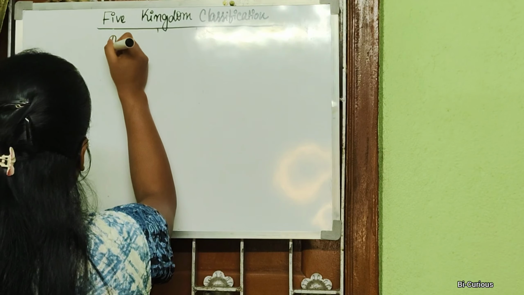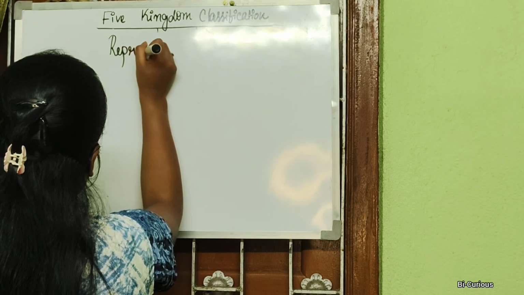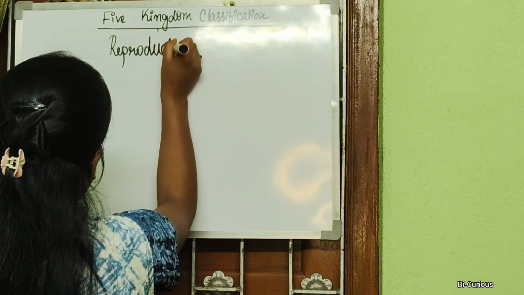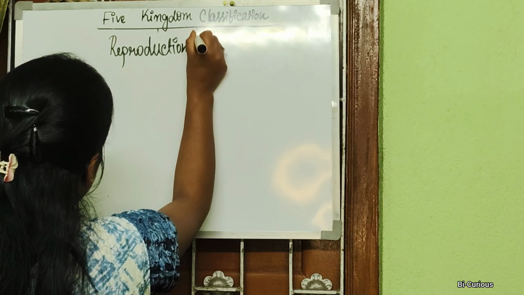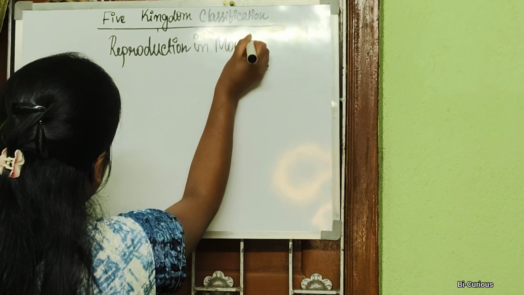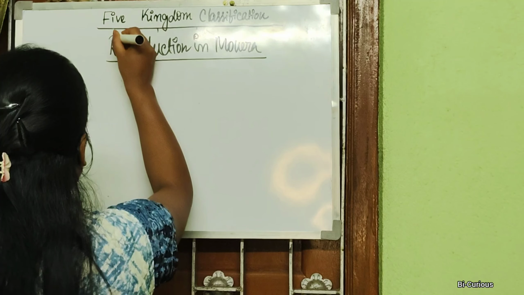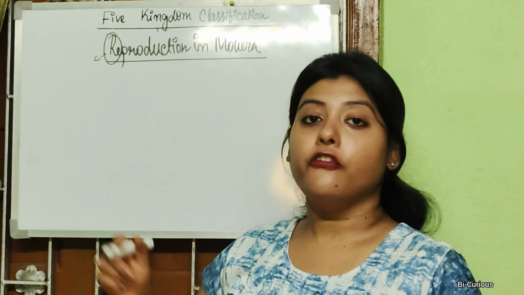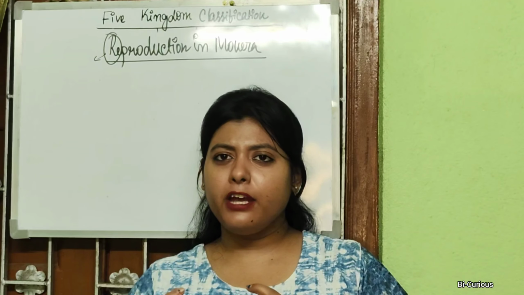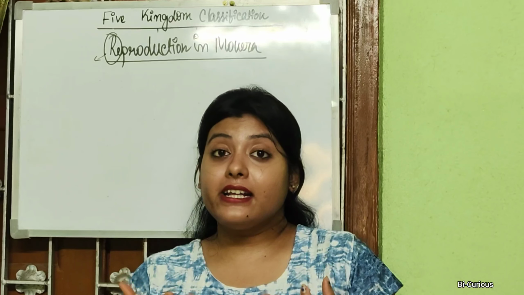Now the next part is reproduction in bacteria, or reproduction in Monera. Reproduction: Re means repetitive, and production means formation. So when an organism is capable of forming organisms like itself, that process is called reproduction.